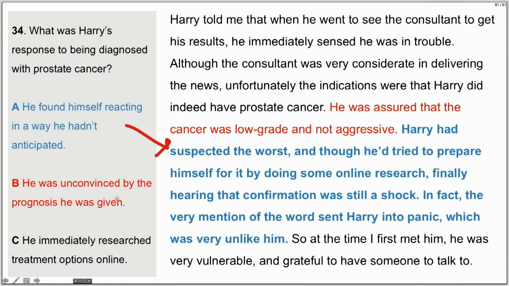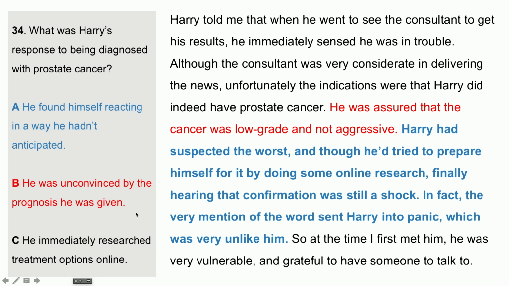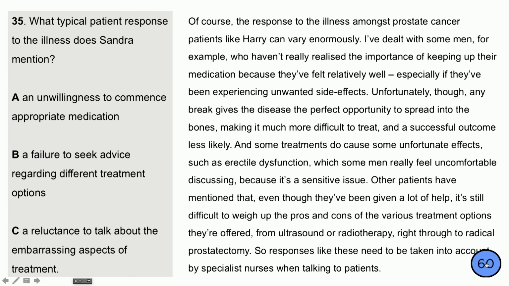I should also mention that there's a distractor here. He immediately researched treatment options online. It said he did some online research, but it doesn't mention this. And also B, he was unconvinced by the prognosis he was given. He was assured that the cancer was low grade and not aggressive. So it mentions these two, but they are not right. Only A is right. Let's try 35. Second last one. Keep it up.